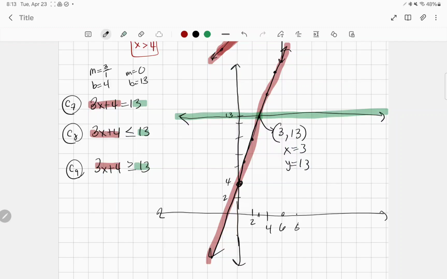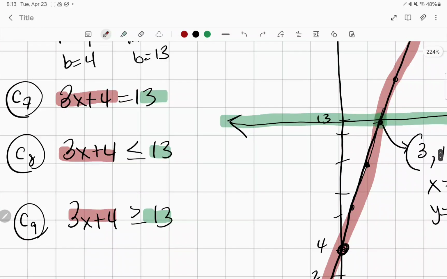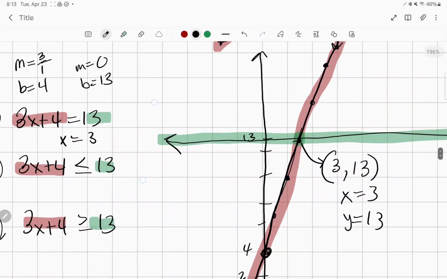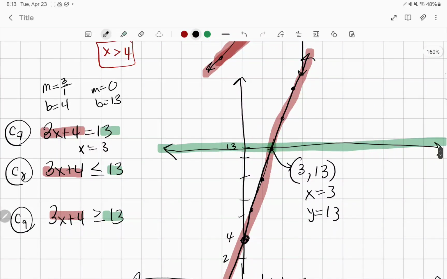That's where they cross. And again, if we go through and solve this equation, you would get x is equal to 3. Because when you subtract 4 from each side, you get 9 is equal to 3x. So 3 times what number equals 9 has to be 3. Okay, so it's all working out, proving that we graphed it correctly.